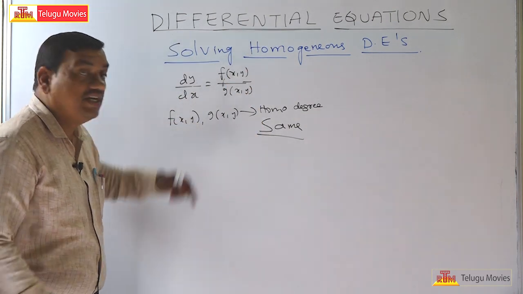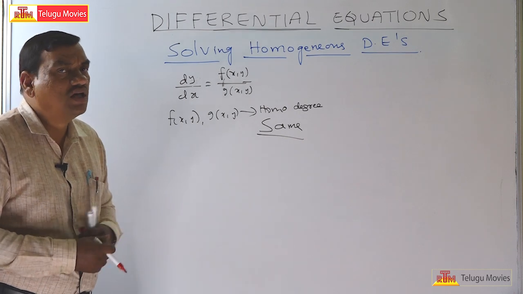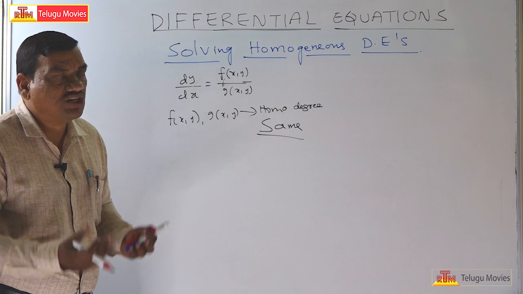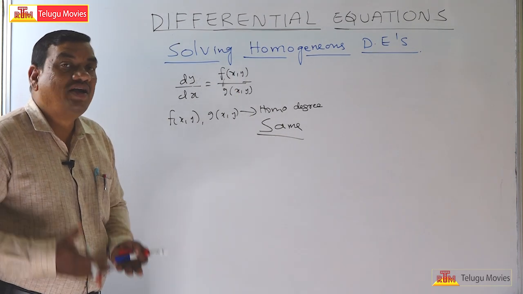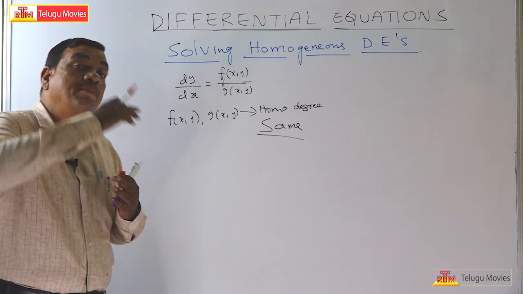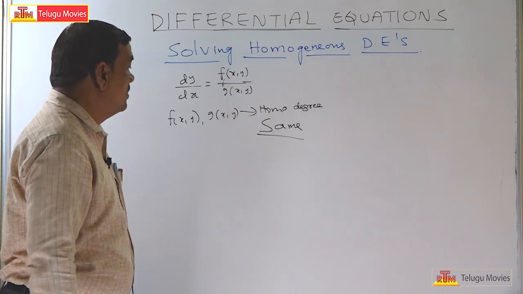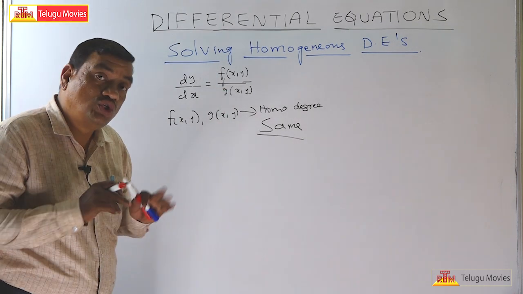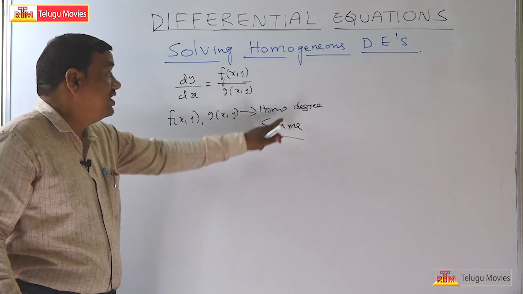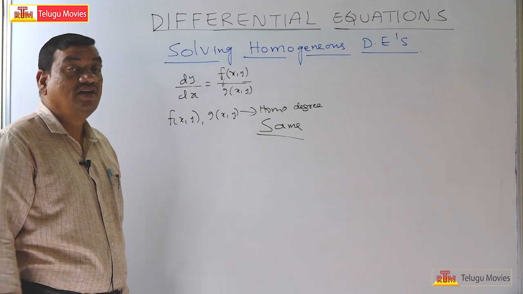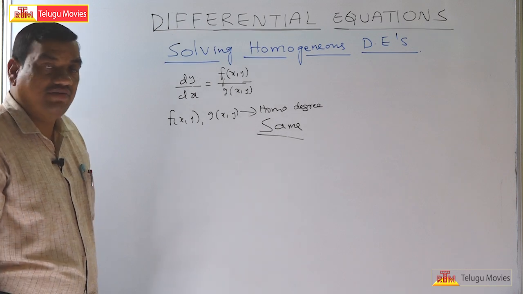If the numerator degree is 5, the denominator degree is also 5. I already told you how to find the degree of a homogeneous function: in place of x put lambda x, in place of y put lambda y, and take lambda common. Whatever power of lambda is there, that power is the degree of that homogeneous function. So the numerator and denominator should both be homogeneous functions of the same degree. Understand? Then only do we call it a homogeneous differential equation.